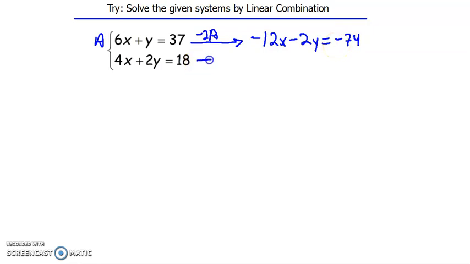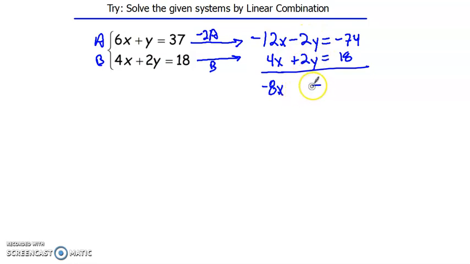In that case, I'm just going to keep equation B sort of as is. I'm not going to change a thing. So 4x plus 2y equals 18. Add your equations together, it becomes a negative 8x. Our y's are going to cancel. Negative 2 plus 2 is 0.